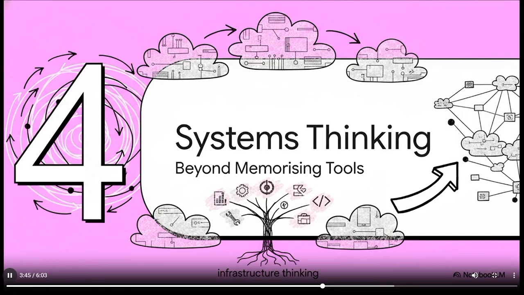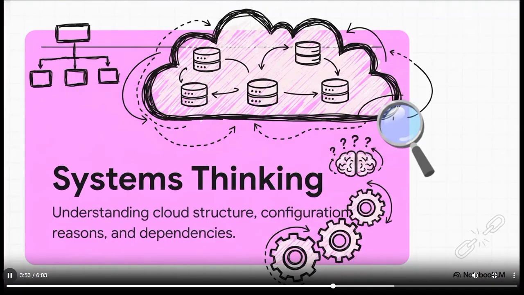So how do we fix this? Section 4. Adopting systems thinking. This is all about moving beyond just memorizing tools. So the crucial point is that systems thinking means actually understanding how cloud environments are structured, why configurations exist in the first place, and how all these services depend on each other. To genuinely secure modern cloud environments, we have to fundamentally shift our mindset. We have to move away from isolated tasks and start deeply embracing infrastructure thinking. You aren't just learning what a tool does, you're actively learning why it behaves the way it does within the larger ecosystem. It's about grasping the underlying logic.